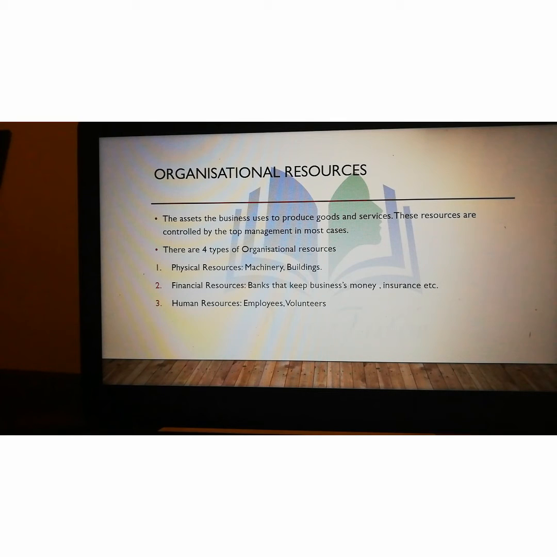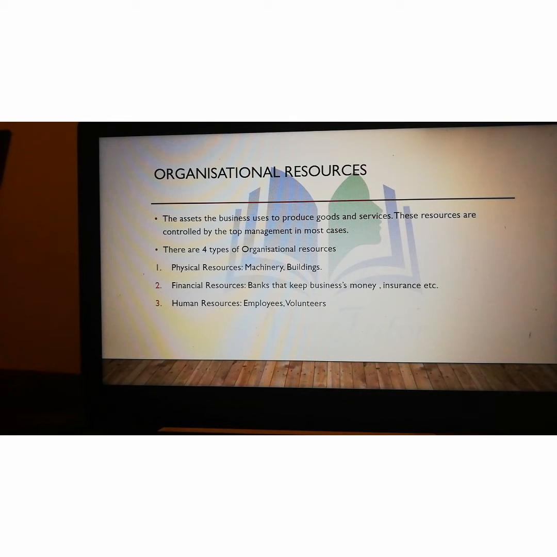The second type of organizational resource is the financial resources. These are the banks that keep the business's money. This is the insurance that protects the business. For example, Spa has an insurance in case there is a fire in the shop. Obviously Spa pays that insurance each and every month. In the event the machinery is not functioning, there is an insurance that protects the business in that instance. So these are part of the financial resources of the business.